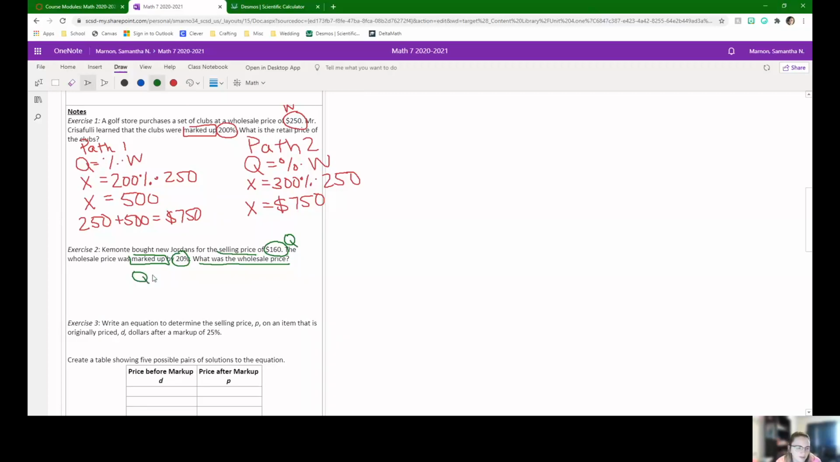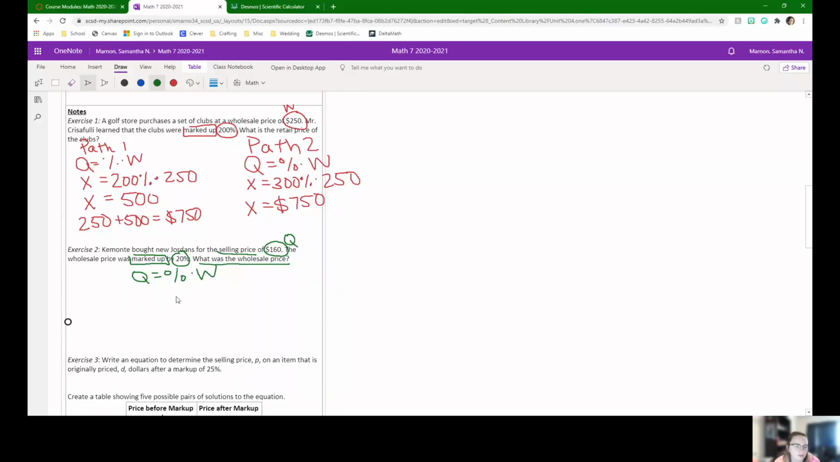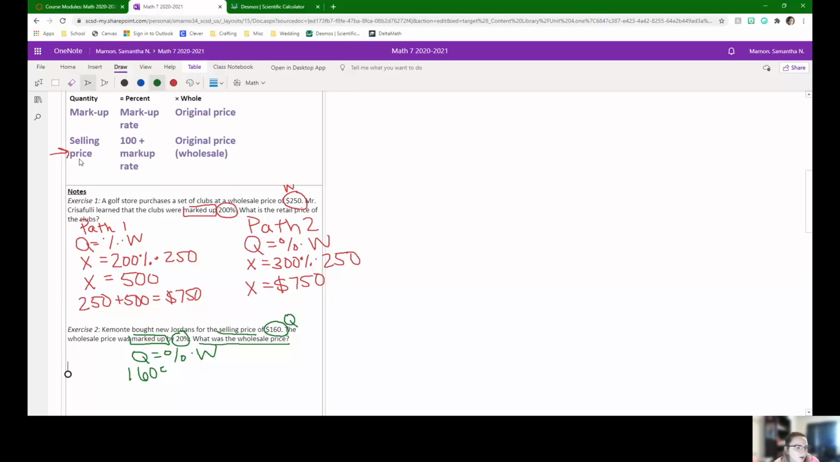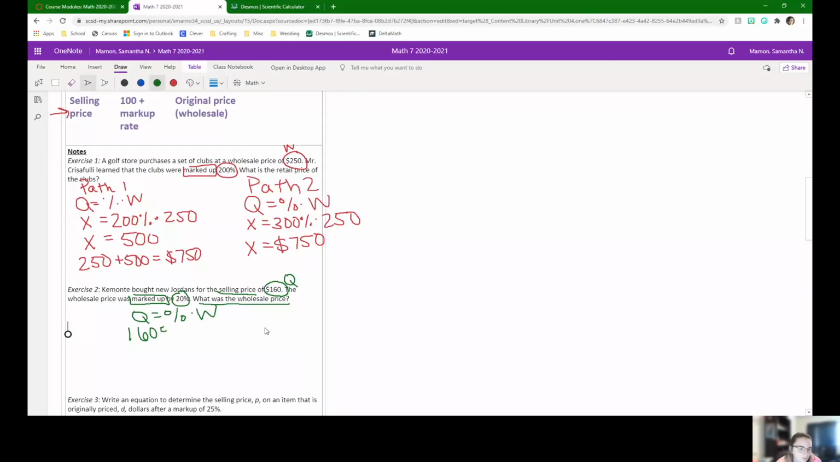So we're going to set up quantity equals percent times whole, just like we do for all of these problems. Our quantity we know is 160. That's the selling price. The percent though, we know the markup rate is 20, but if we look back here, when our quantity is the selling price, we have to use the lazy math way where you do the 100 plus the markup rate. So 160 is really 120% of this whole. And that goes back to when we did the percent increase and that 6 went with that 120%. 160 is the 120%. It's not that 20% that it was marked up.